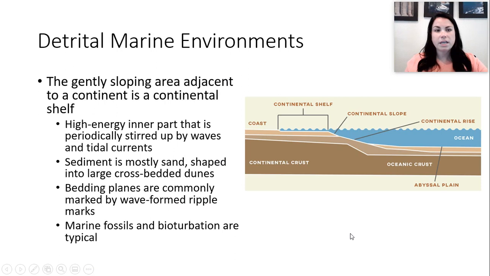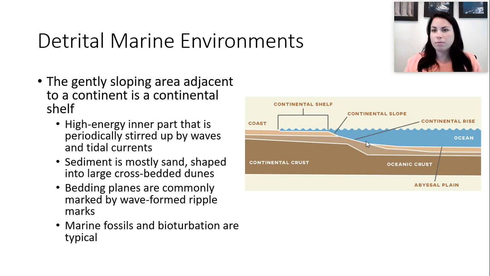A detrital marine environment is a gently sloping area adjacent to a continent, the continental shelf. So here is where we have these detrital marine environments. This is high energy, periodically stirred up by waves and tidal currents. Sediment is mostly sand because we're, again, in that coastal environment.